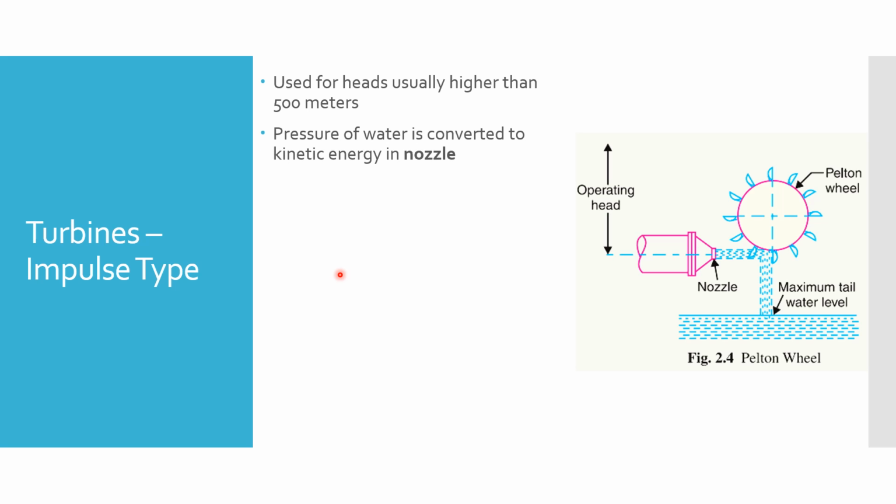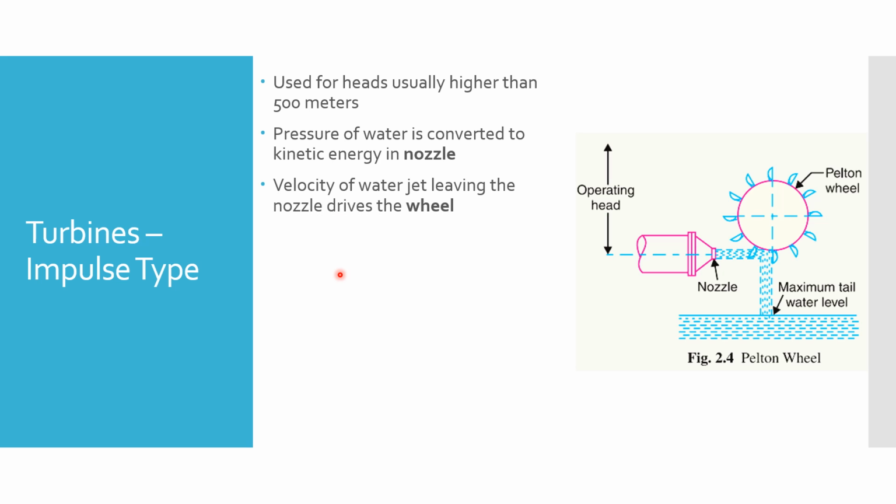So the pressure of water is converted into kinetic energy in the nozzle. There is a nozzle through which the water escapes, and the pressure of the water behind the nozzle is converted into kinetic energy when the water passes through the nozzle.